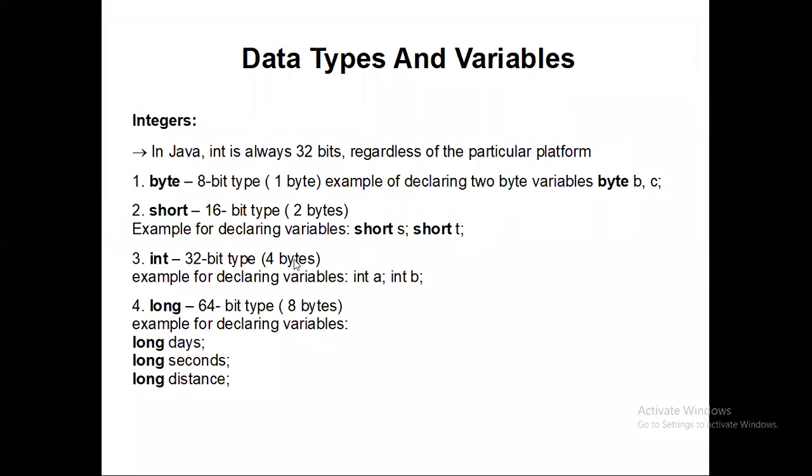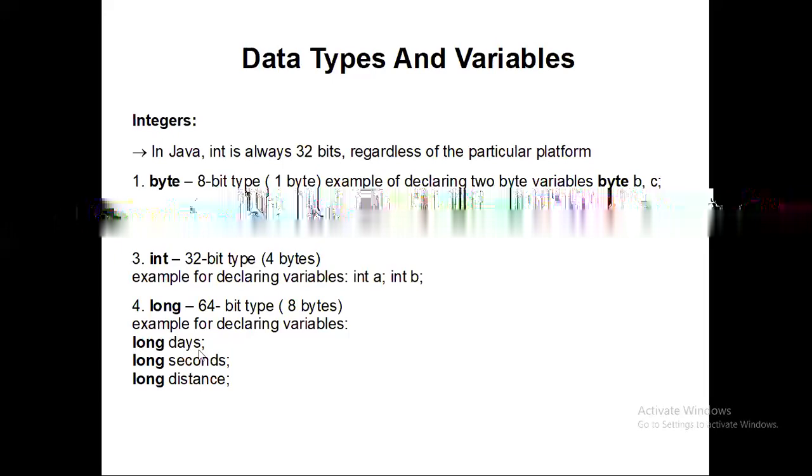Int is 32-bit type, 4 bytes. Example for declaring variables is int a. So two separate variables we have declared. Long is 64-bit type, 8 bytes. Examples for declaring variables, see, we have used the data type long. So days, seconds, distance, these are the variables.